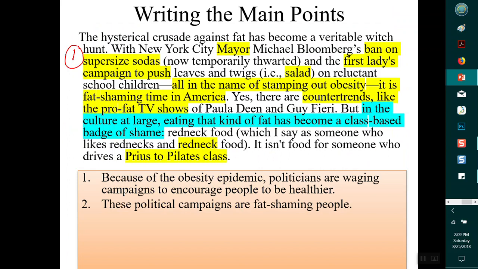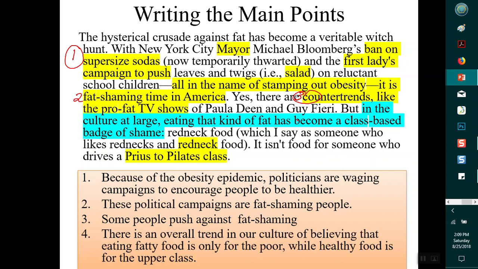Two, these political campaigns are fat-shaming people. Three, some people are pushing against fat-shaming trends. That's where he said the counter trends there. And four, there's an overall trend in our culture to believe that eating fatty food is only for the poor, while eating healthy food is for the upper class. Those are his four main points that are in his entire article, if you were to read it. And they're in this first paragraph too. But it kind of took some coaxing out there a little bit to get to those main points.